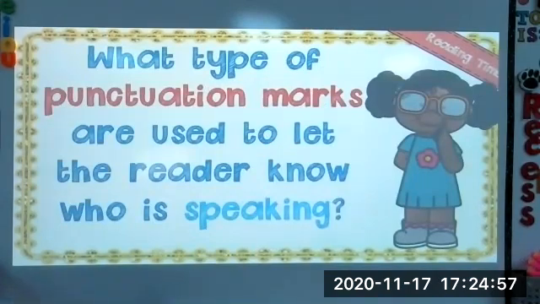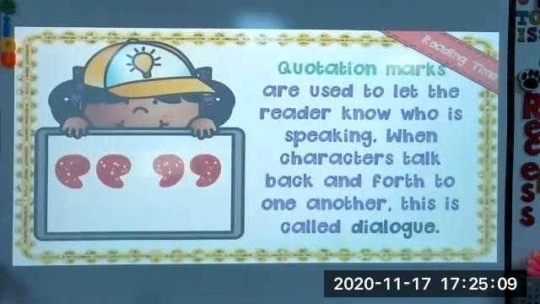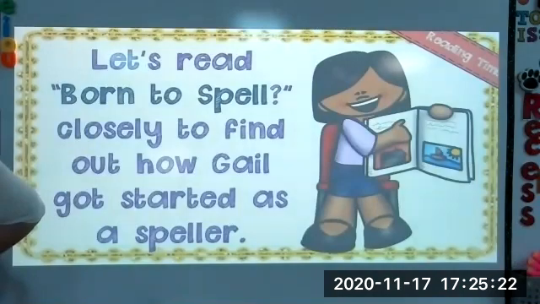So what type of punctuation marks are used to let the reader know who is speaking? You guys remember what those are called? Quotation marks are used to let the reader know who is speaking. When characters talk back and forth to each other, it is called dialogue. All right, so we're going to read Born to Spell closely to find out how Gail got started as a speller.